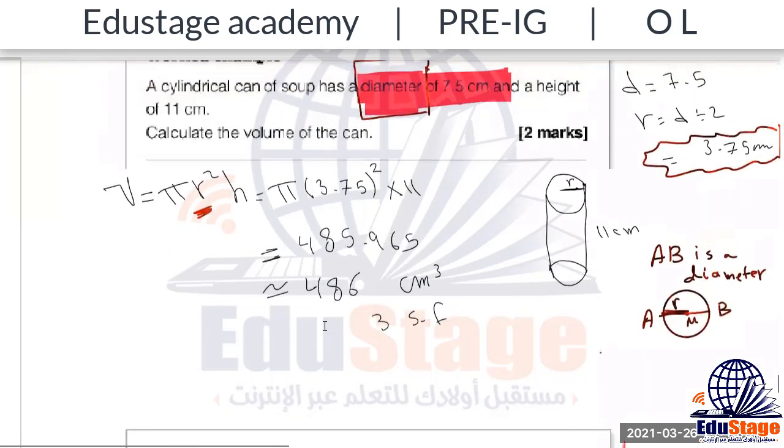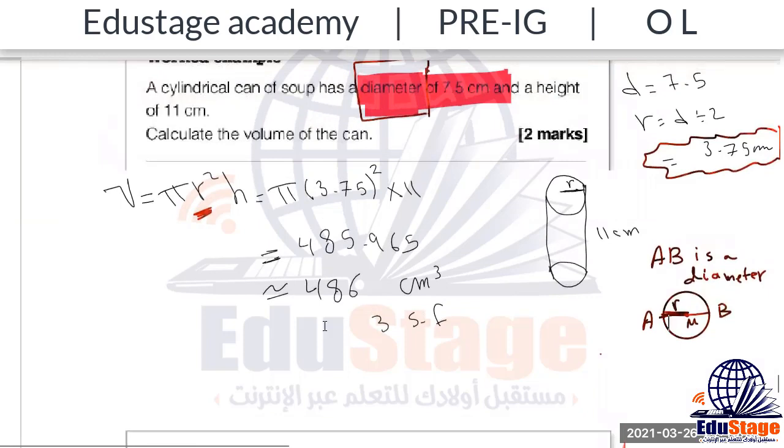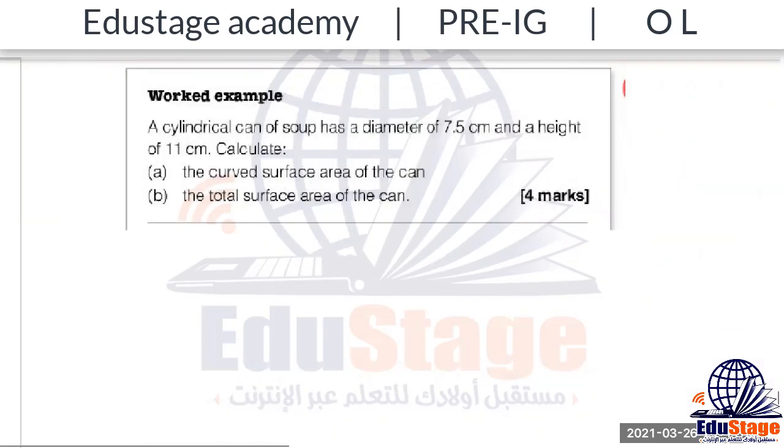The volume of the cylinder? Yes, the same. Muhammad Aslan, can you read this one? A cylindrical can of tube has a diameter of 7.5 centimeters and a height of 11 centimeters. Calculate A, the curved surface area of the can. B, the total surface area of the can.